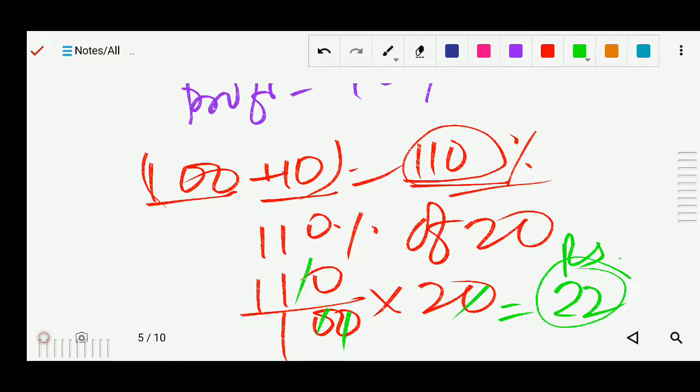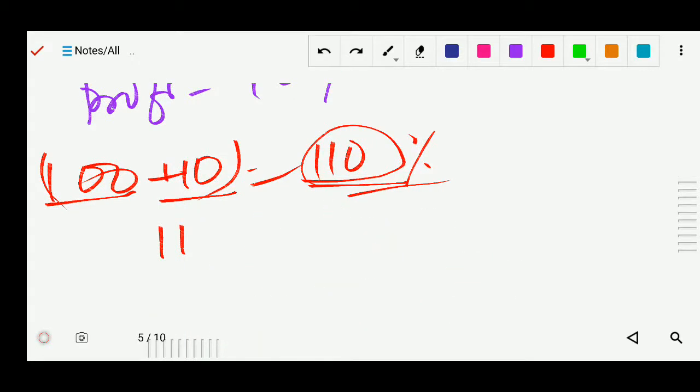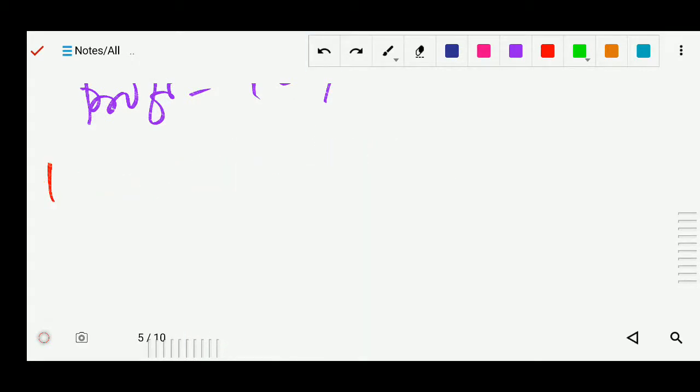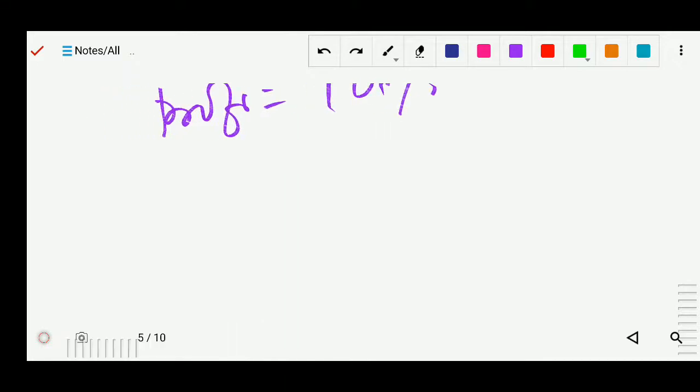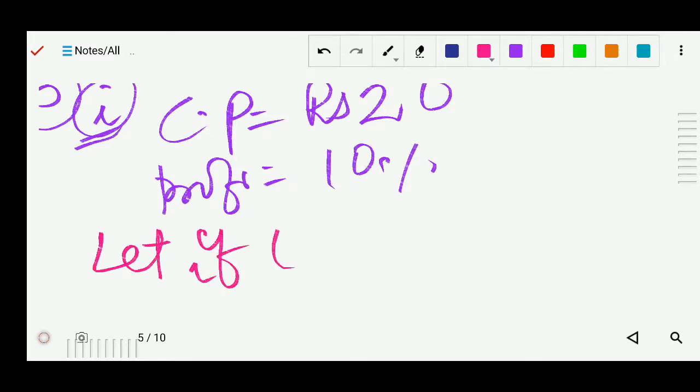But now I will solve the same question in the words. So how we will do it? So this question I will do it like this. Now we will suppose, that is, we will write here, let cost price be equal to rupees 100. Okay, so we assume that the cost price of the article is 100 rupees.